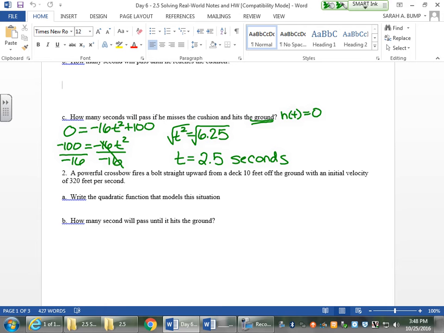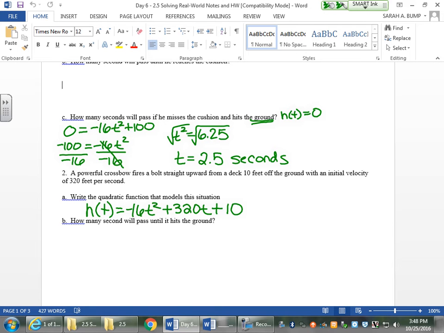So we're going to write our function that can be used to answer all follow-up questions. It's going to be h of t equals negative 16t squared plus our velocity, which is 320 times t. Don't forget that t in the middle because you need that b term. That's what makes this different than a falling object. And then plus the initial height, where it was being shot from, which was the deck 10 feet up. There's our model. Trinomial, standard form, 3 terms, can't use the square root method to solve.